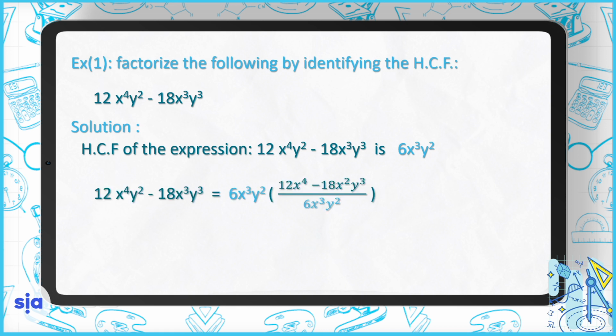How to factorize? After we take out the HCF, we're going to divide each term by this HCF. So we'll have 6x power 3 y squared, open bracket, we divide the 12x power 4 y squared by the 6x power 3 y squared, so it will be 2x, and then we divide the 18x squared y power 3 by the 6x power 3 y power 2, then it will be 3y.